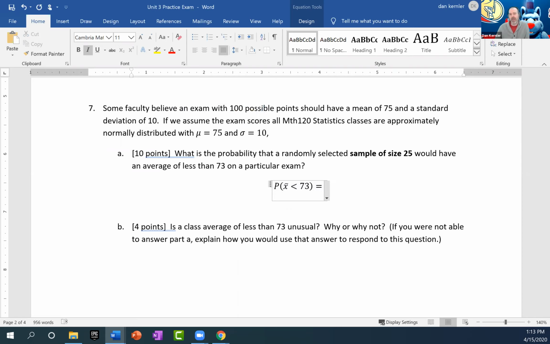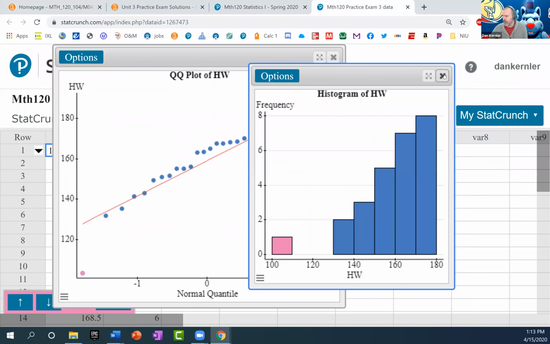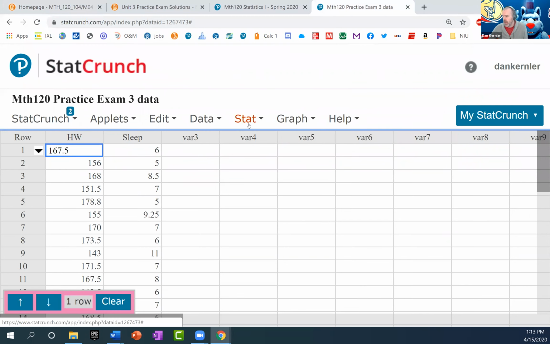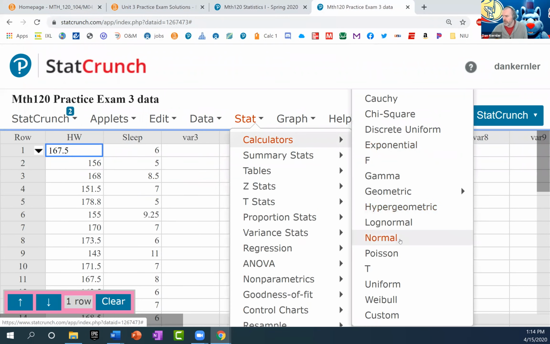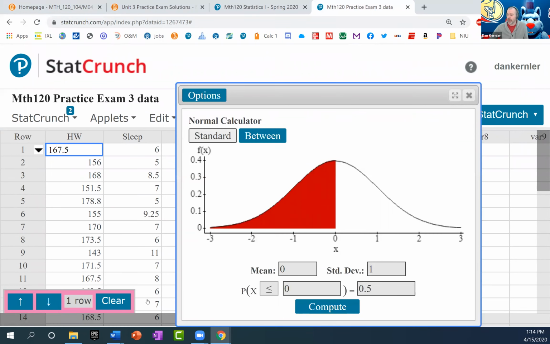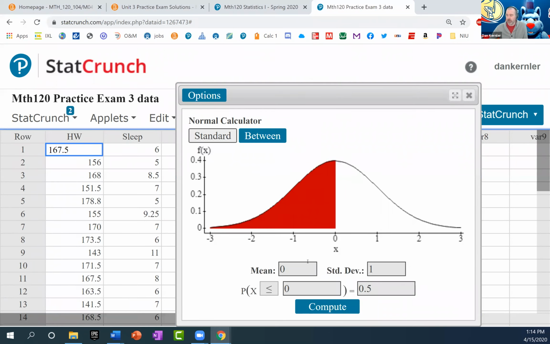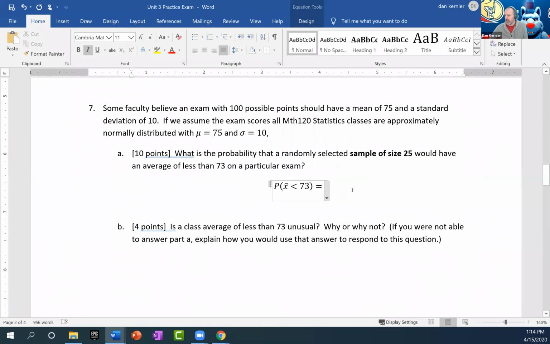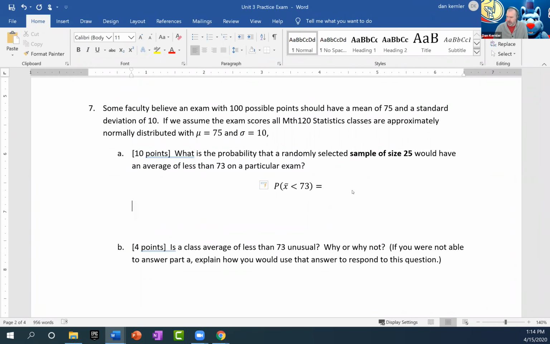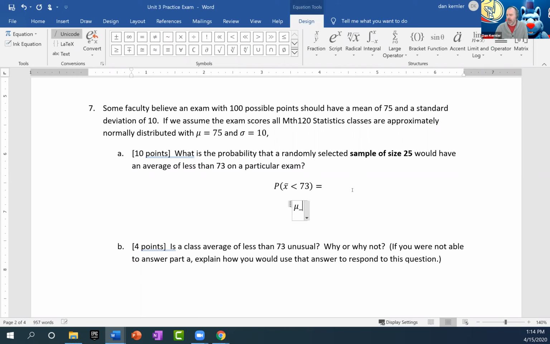We're going to use a normal calculator, but before we can use the normal calculator, let's go over to StatCrunch. You know this. Stat, calculators, normal. We need the mean and standard deviation. So we're going to have to figure that out. And so back to the practice exam. Here's the key. The mean of the sample means, and you should have this written down somewhere, is the same as the mean of the population, which in this case is 75.